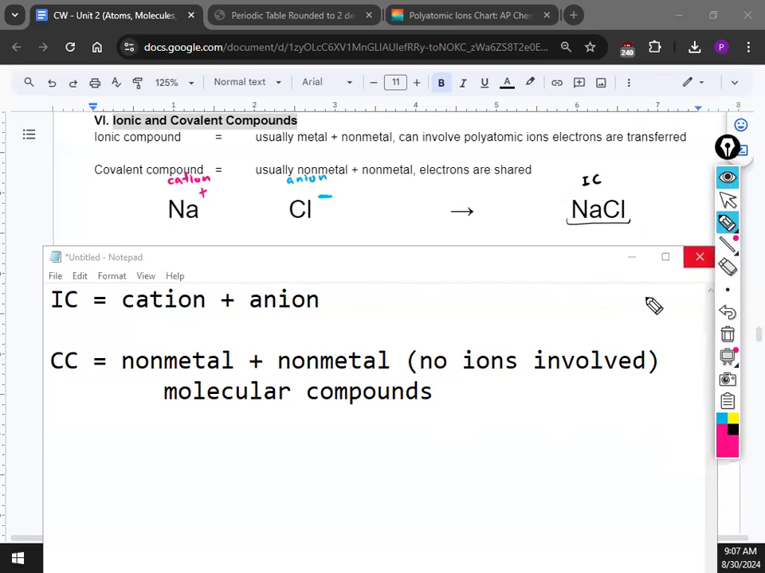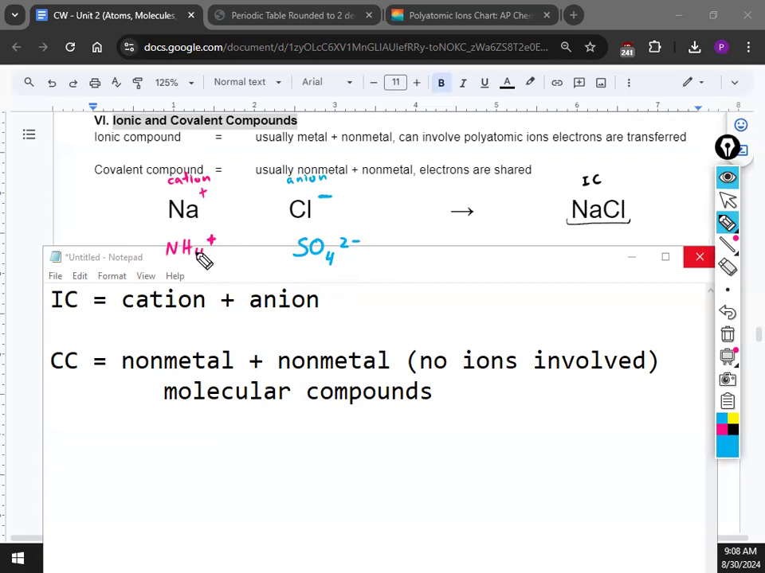All right, so let's take a look at an example of one where it's not going to be a metal and a non-metal. Let's say, for example, right here, instead of sodium, we had ammonium, which is NH4+. Now, if you look at this, this is not on the periodic table, right? This is polyatomic, so it's a molecule. So this isn't a metal, but it's still a cation because it has a positive charge. And then let's say our anion right here is SO4 2-, sulfate.